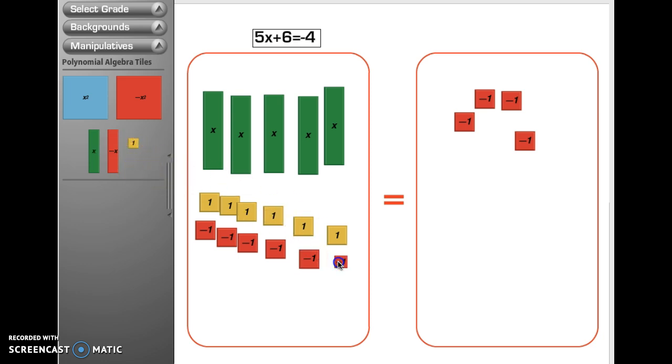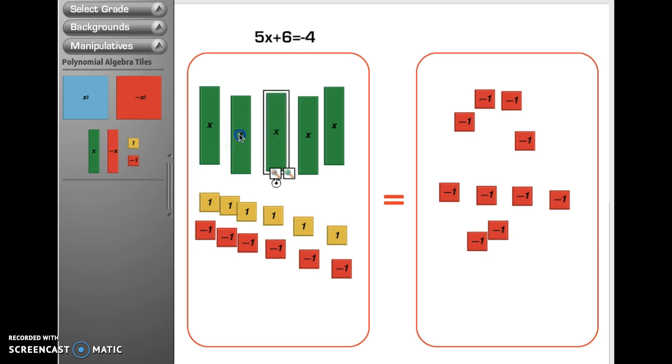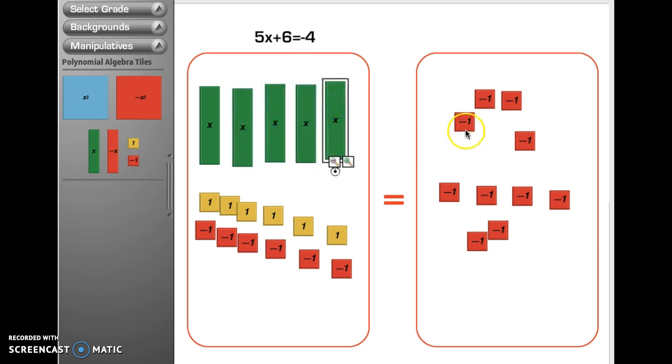And again, what we do to one side, we do to the other. 1, 2, 3, 4, 5, and 6. We know that these are going to disappear. We've made 6 0 pairs, so then all I would be left with would be my 5 x values equal to negative 10 on the right-hand side.